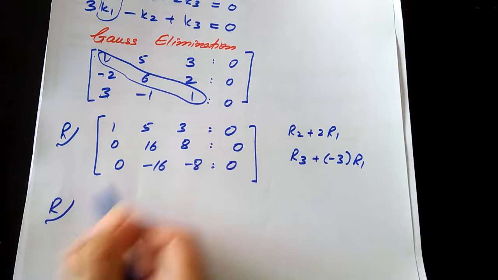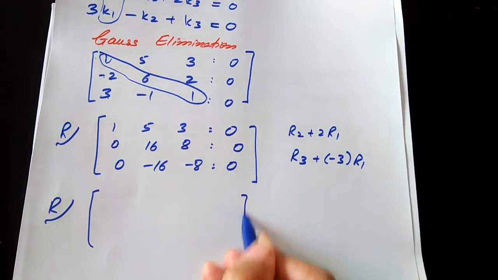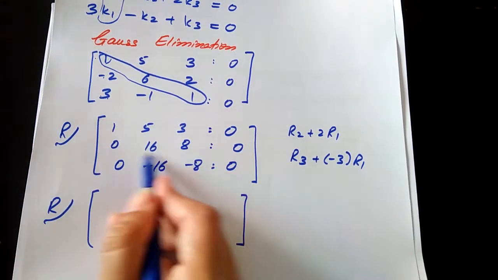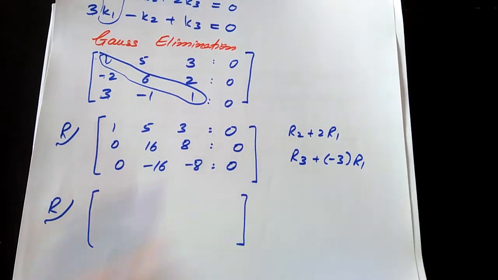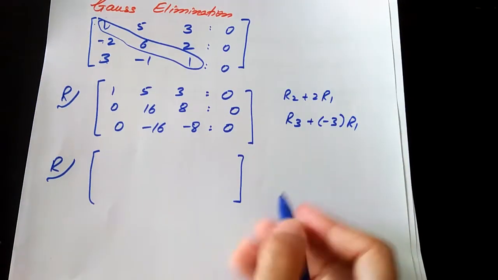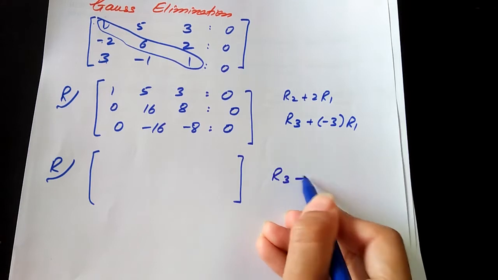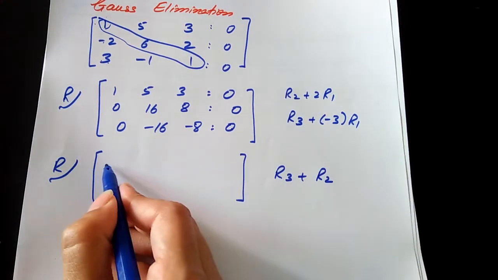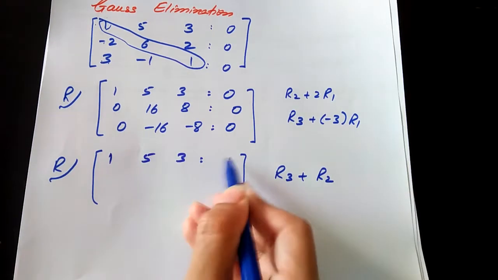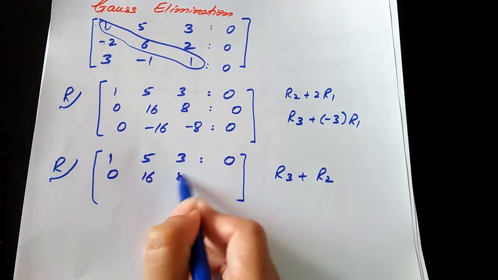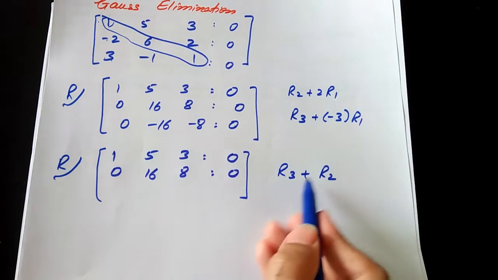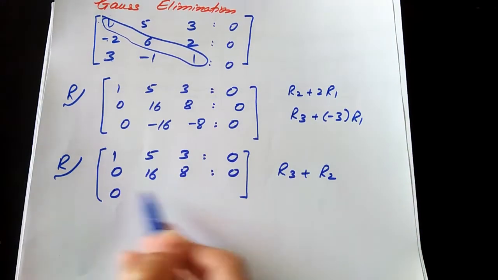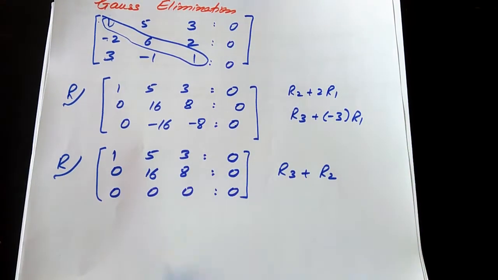Now I can make the last row completely 0. How? If I add this complete row to the second row, I will get 0. How will you write it? You will write R3 plus R2. You are doing the operation on R3, so R3 will be written first. The rest of the rows will be written the same as they are, like this. Now with this operation on R3, you will get here 0, 0, 0 and 0.